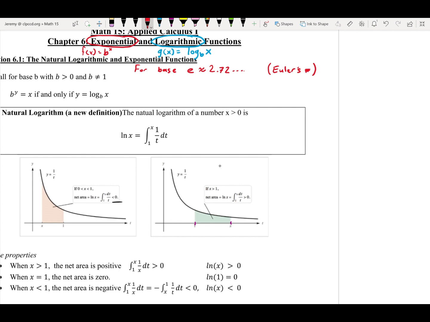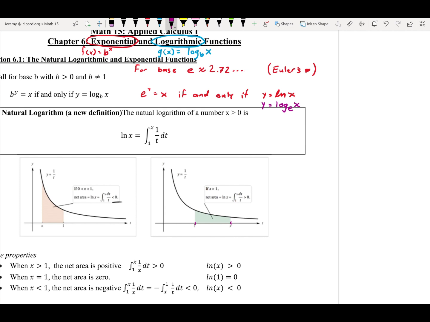For base e, we have the same type of thing going on, where e to the y is equal to x if and only if y is equal to the natural log of x. Okay, and you might remember from college algebra, or if we discussed it before, the natural log, ln, that's just the notation and the special name for the logarithmic function base e. Log base e of x.